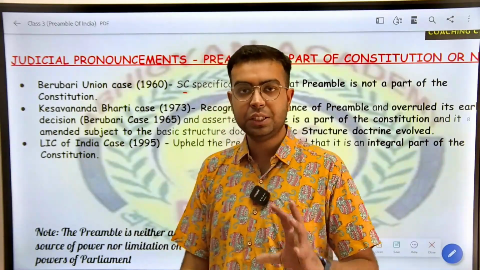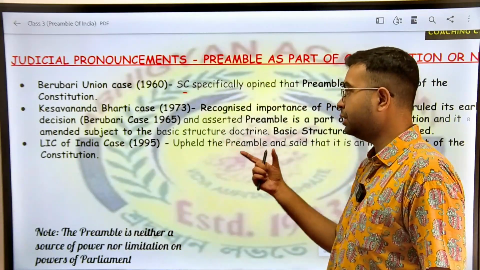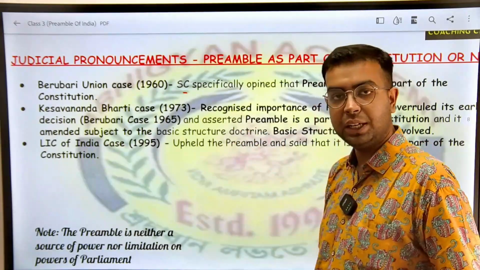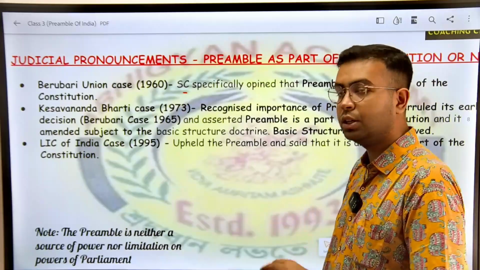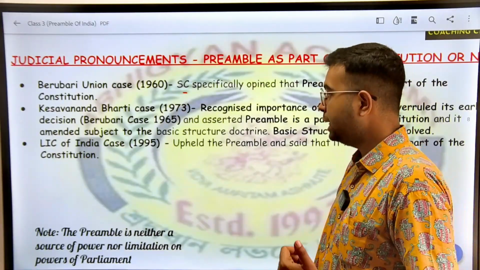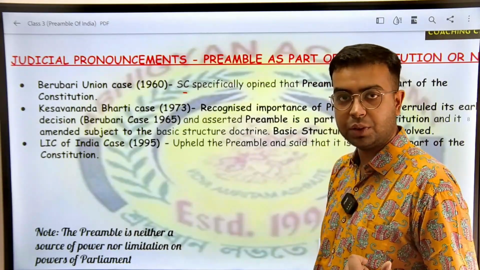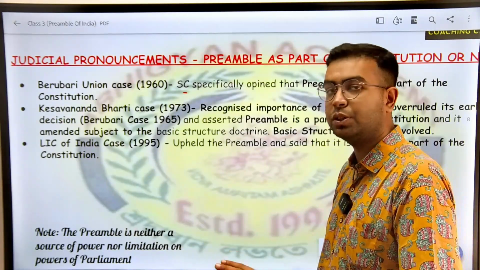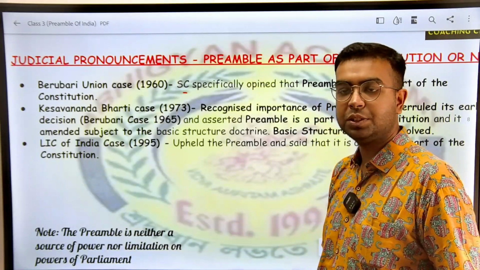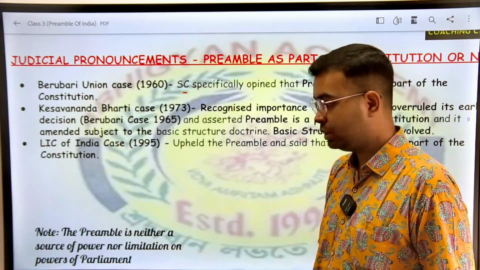So what is the current situation according to the court? The preamble is a part of the Constitution. It is recognized as a part of the Constitution by the court, but it is not enforceable by law. It cannot be enforced by the court while giving a judgment, but the court can always refer to the preamble while giving its judgment, although the preamble itself cannot be enforced.